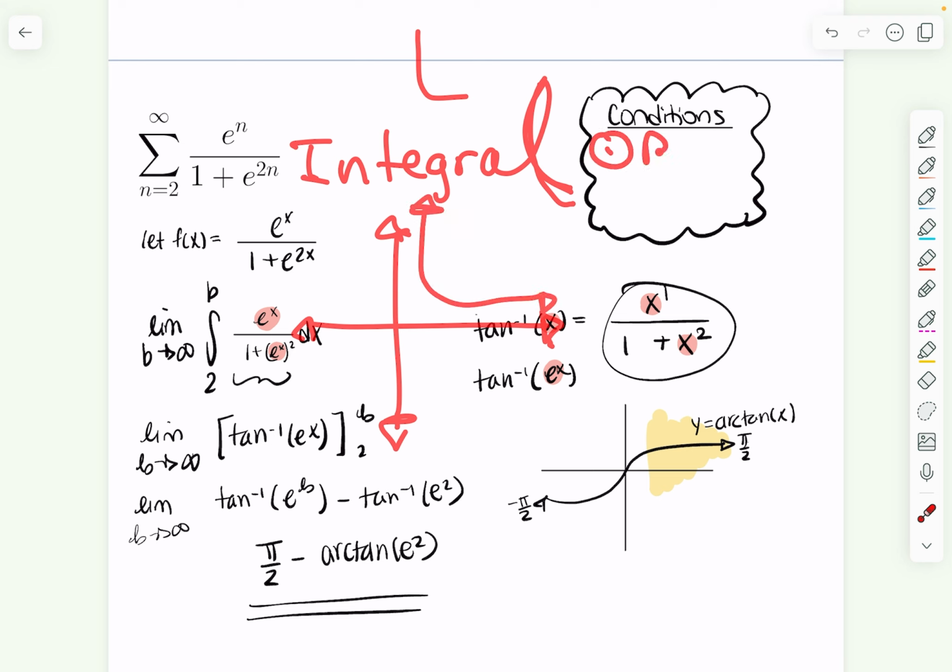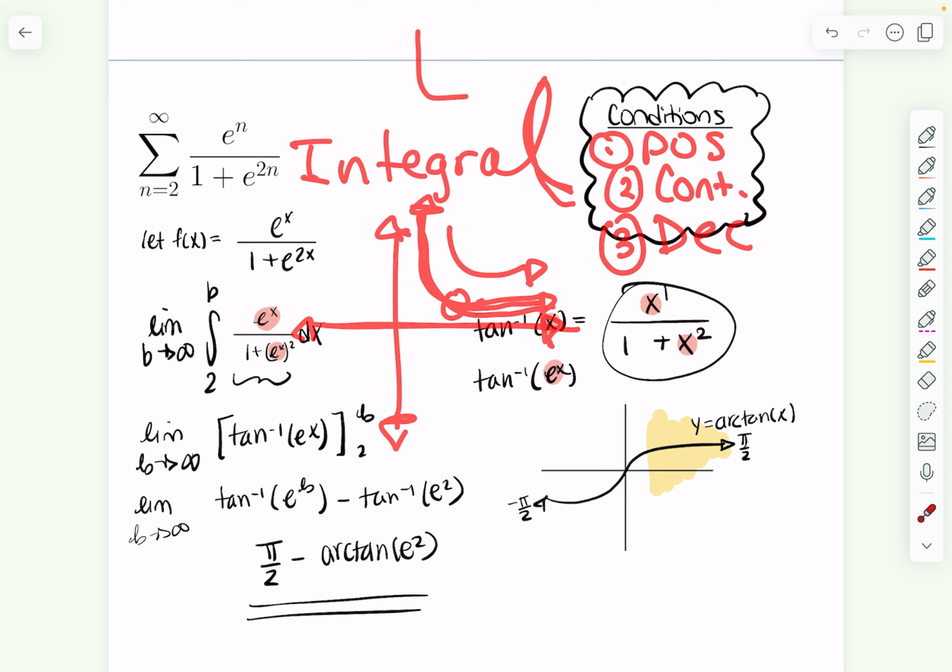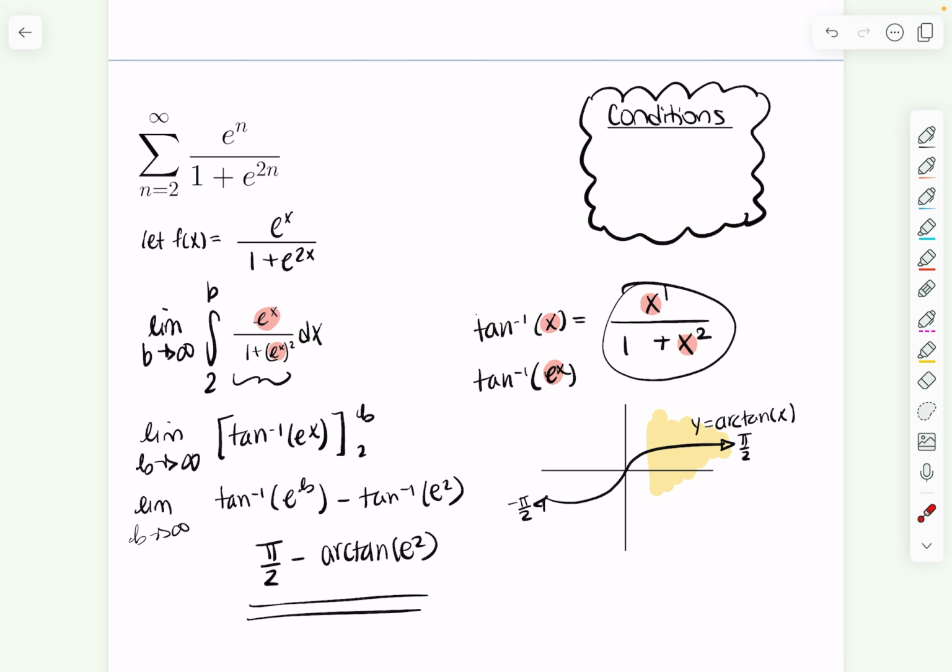Well, number 1, it's positive because it's above the x-axis. Number 2, it's continuous because it never stops, there's no holes, it's defined at every x value. And number 3, it's decreasing, it's literally going down. And so that's how I remember the conditions for the integral test.